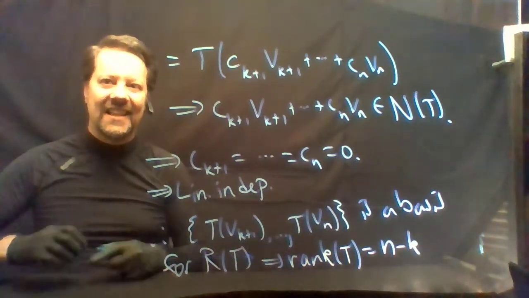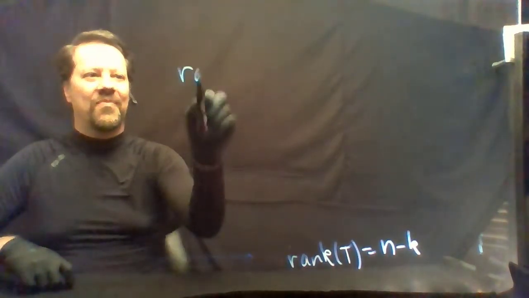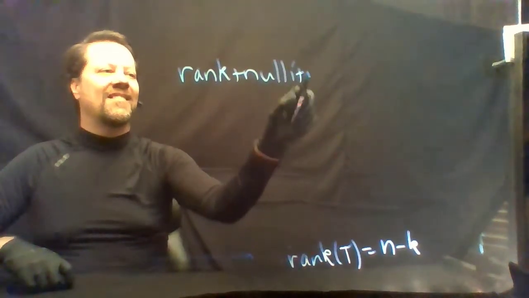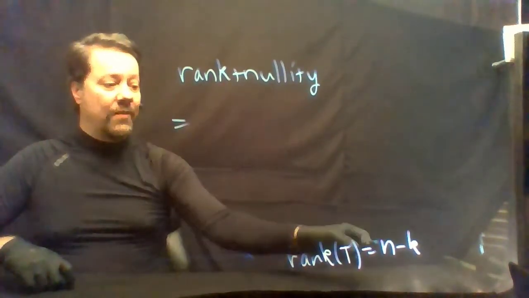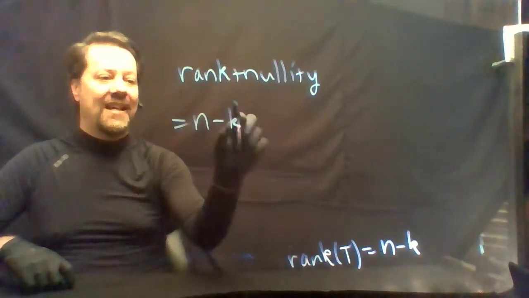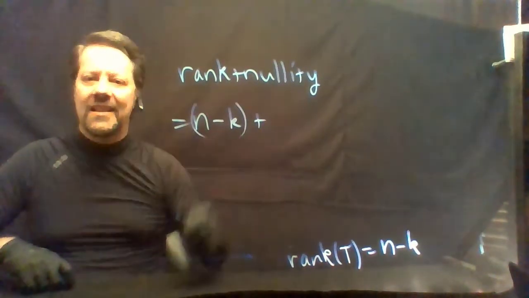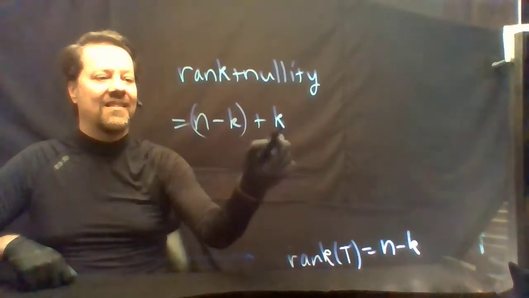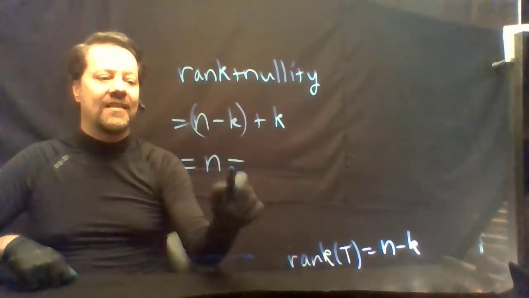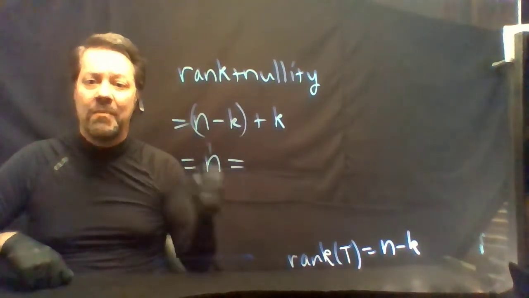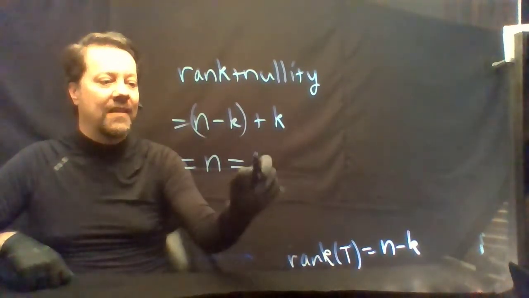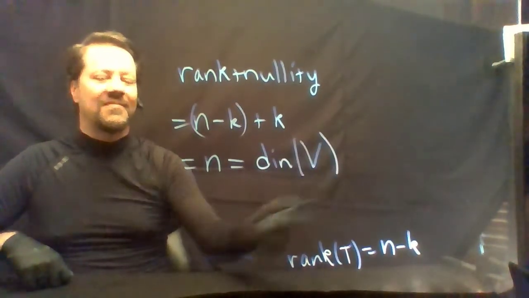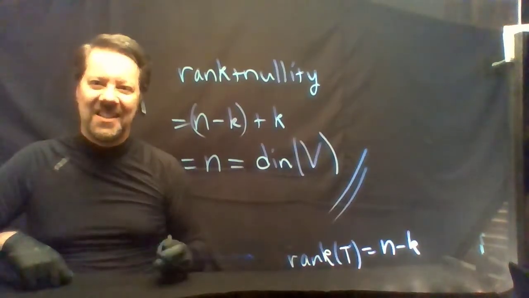N minus k. Now let's trace this. Rank plus nullity. The rank we've just shown is n minus k. The nullity is the number of elements in the basis for the null space, which was k. And so we get n, which was the number of elements in B hat, which was a basis for the domain. And that is the end of the proof.